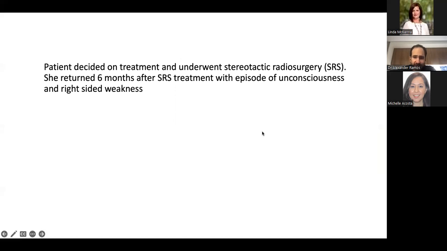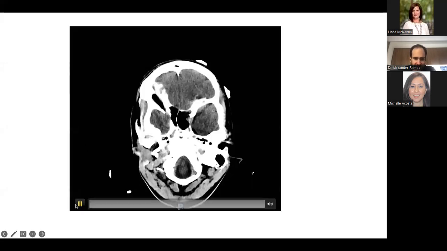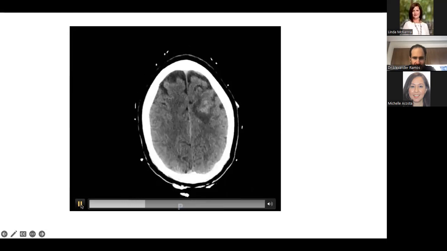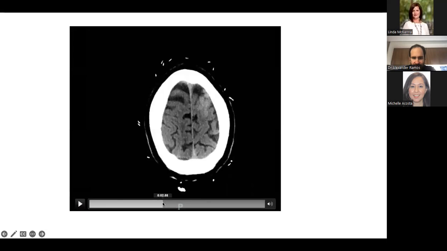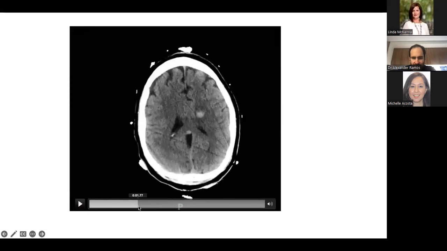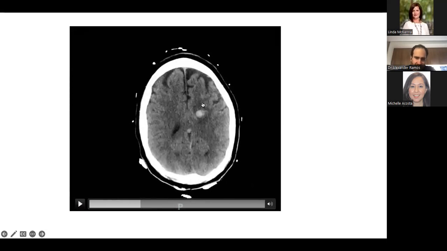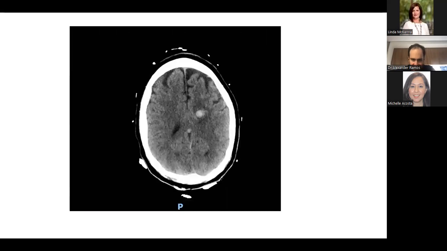And then she returned 6 months later with an episode of unconsciousness and right-sided weakness. So obviously we're thinking about seizure again. She got a head CT. And you could see that bleeding. Right there, a small focus of blood. And now, unlike the MRI, there's some edema around it too. So this is a new bleed. And it makes sense. She was having seizures because she had a bleed; something changed. And so she came in with a ruptured AVM and we did an angiogram.